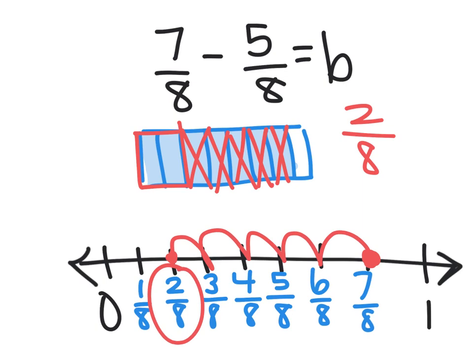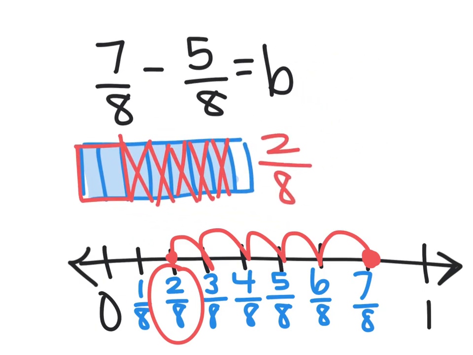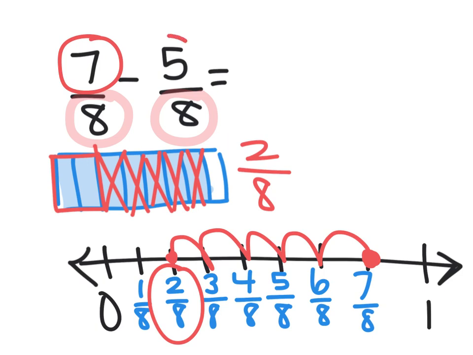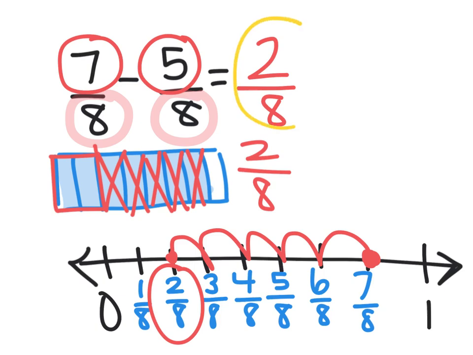The last way that we can figure out this problem is we can simply look at the numerators and denominators. So in this problem, the denominators are both 8. Since we have like denominators, we can simply subtract our numerators. We can take 7 minus 5, which equals 2. And then since our denominators are both 8, we can just keep our denominator the same and write 8. So in all of these different strategies, we are able to get 2/8.